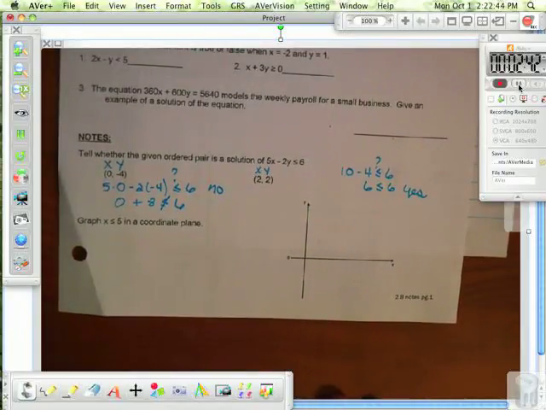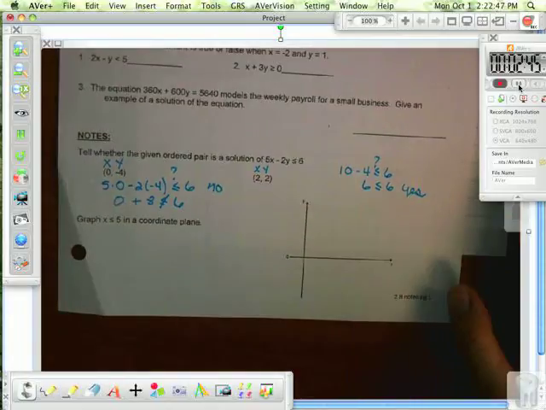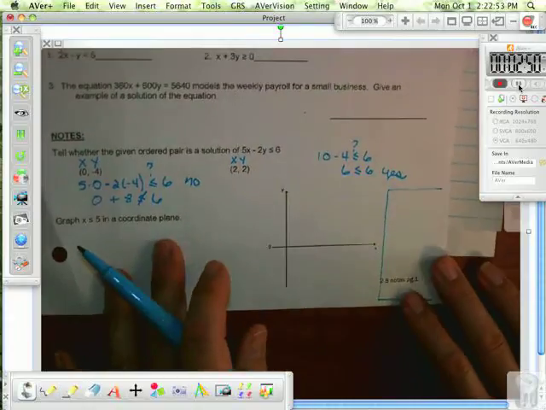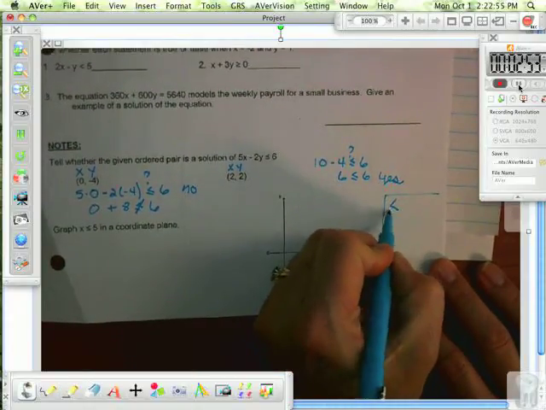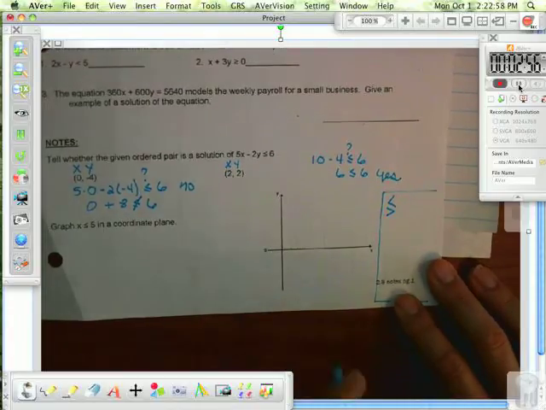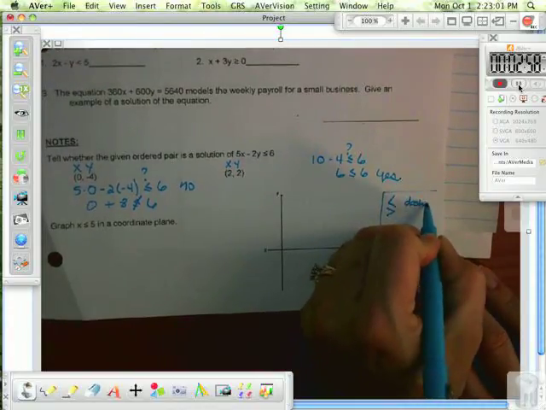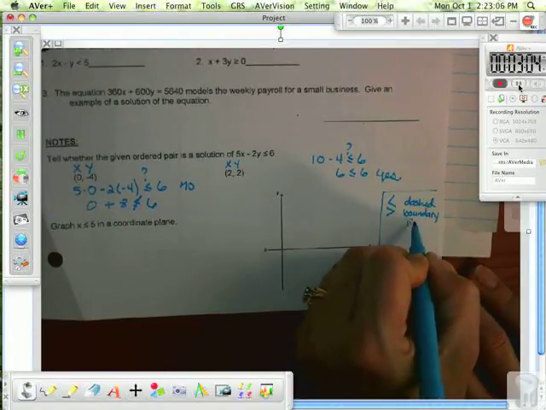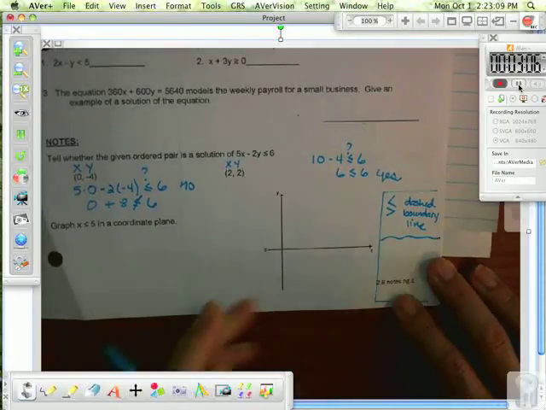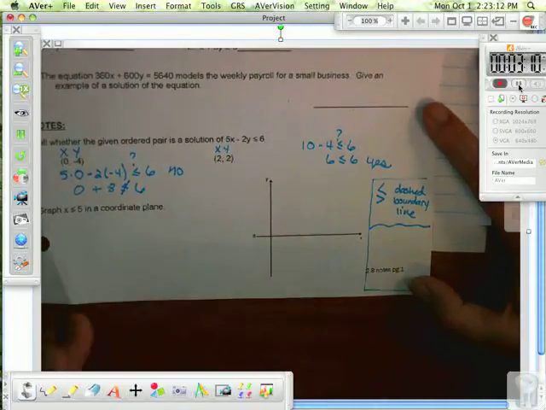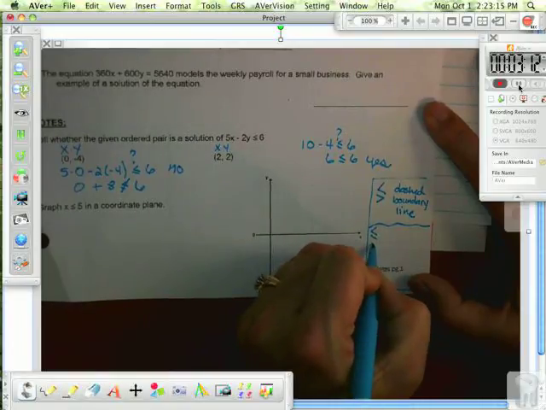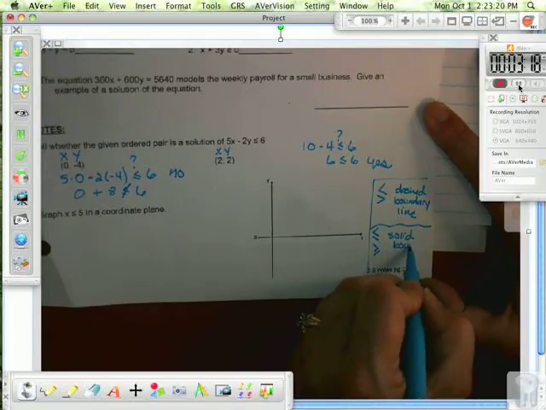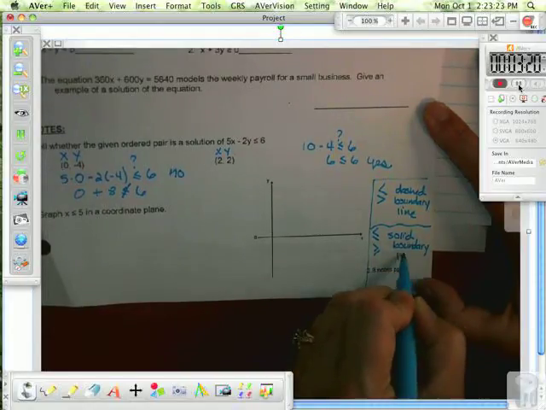All right. On a side note here, make yourself a nice little side rectangular box. Just as a refresher: if it's less than or greater than, you do a dashed boundary line. If it's less than or equal to or greater than or equal to, you do a solid boundary line. And I'll show you what a boundary line is in a minute.